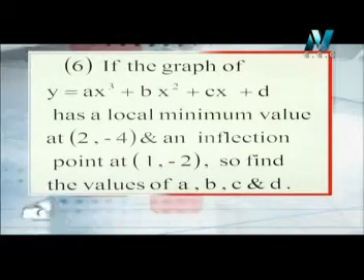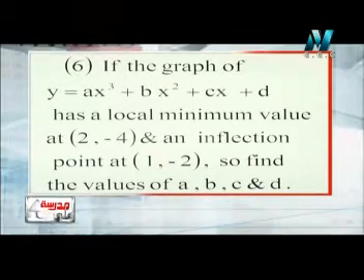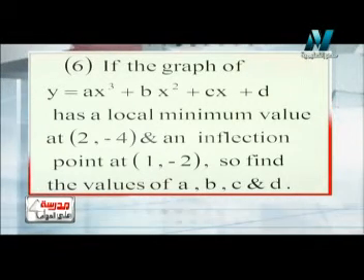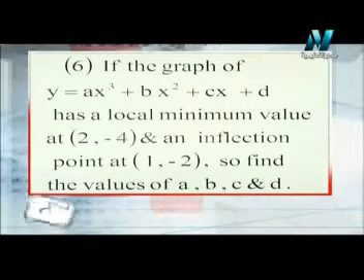In the graph of the function واللي فيها الفور unknown a و b و c و d. The curve of the function given by y equal ax power 3 plus bx power 2 plus cx plus d has local minimum value at 2 and negative 4 و an inflection point at 1 و negative 2. Find the values of a و b و c and d.